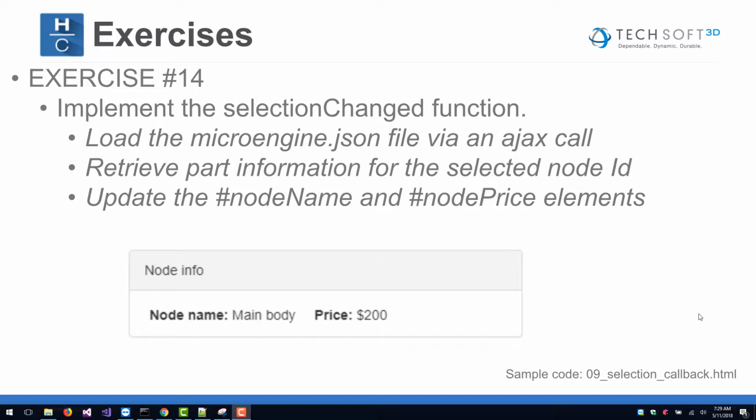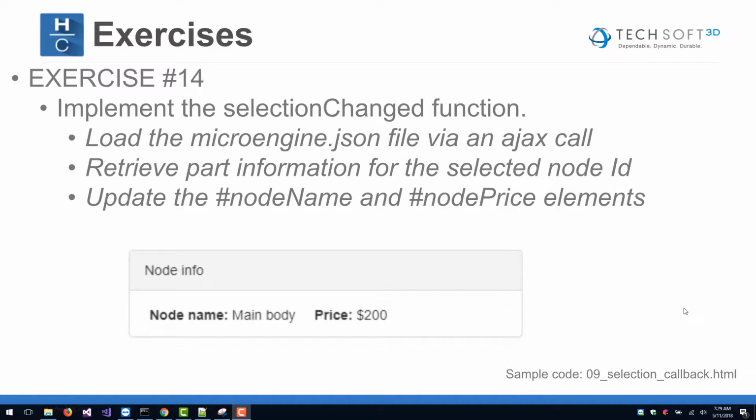In exercise 14, we're going to implement the selection changed function. In this function, we'll load the microengine.json file via an AJAX call. Then, we will retrieve part information for the selected node ID. Finally, we'll update the node name and node price elements.